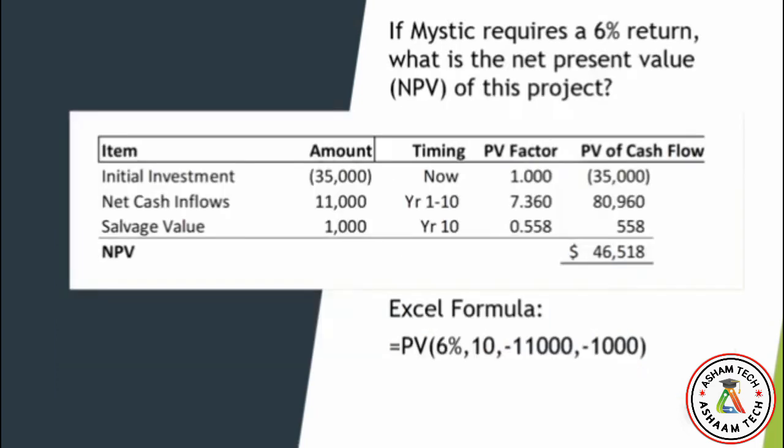I'm also going to show you how to do this in Excel. So the Excel formula for the present value of the cash inflows is going to be PV, open parentheses, 6%, comma, 10, comma, that's the number of years, minus 11,000, that's the recurring payment, comma, minus 1,000, that's the salvage value at the end.